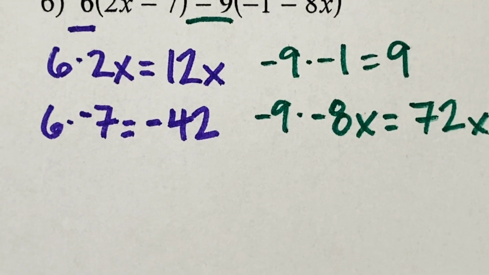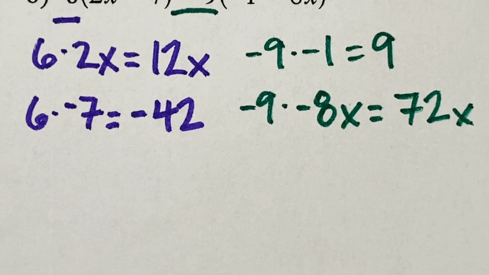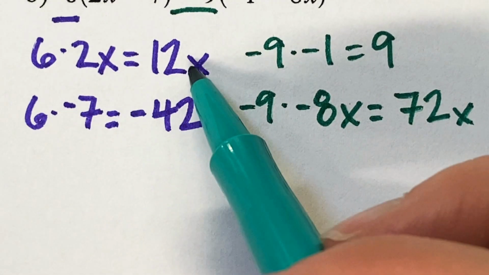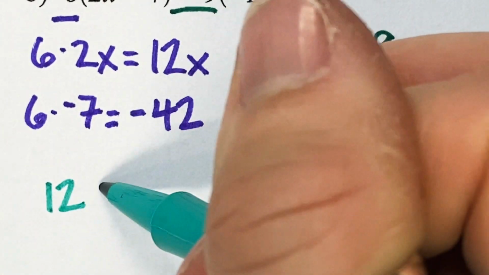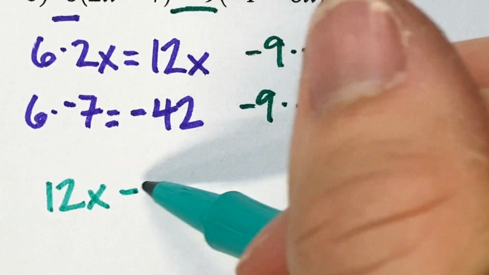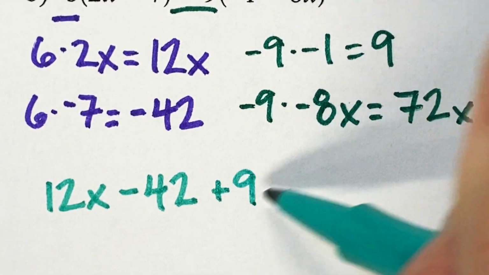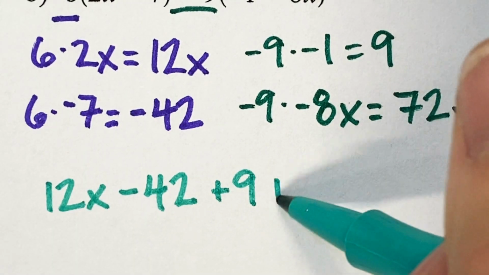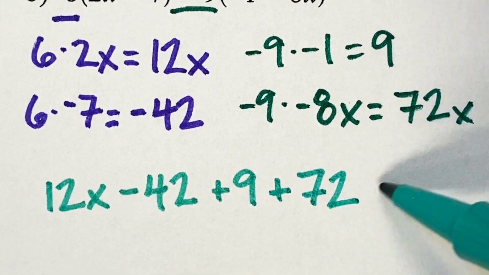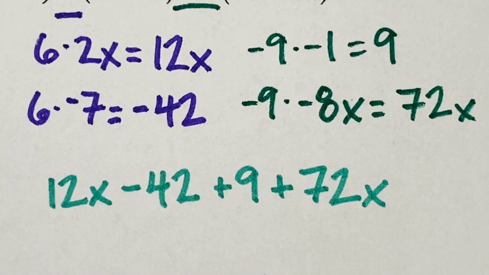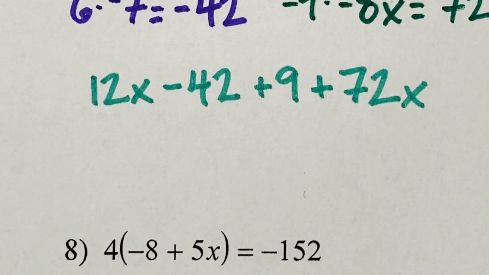Okay, so we have all of our pieces. Now we just need to rewrite them together. Okay, so I had 12x, so I'm going to write 12x, -42, so -42, +9, so +9, and then +72x. Okay, so we rewrote them.